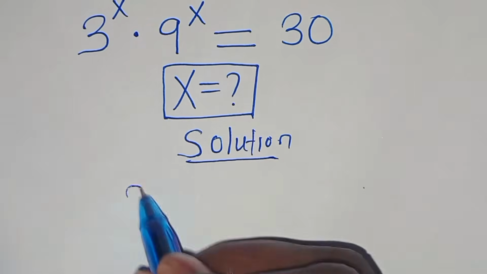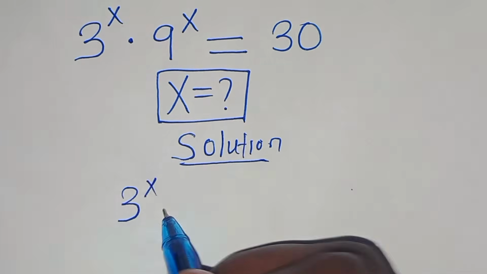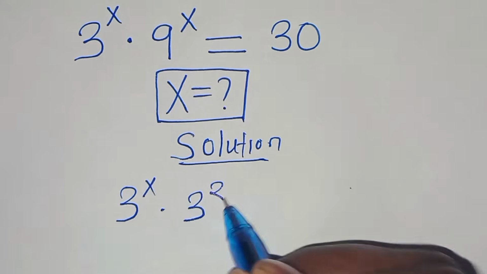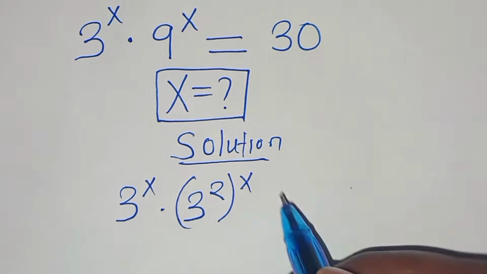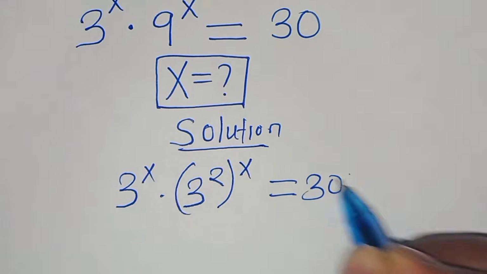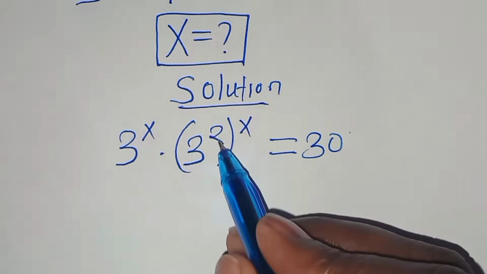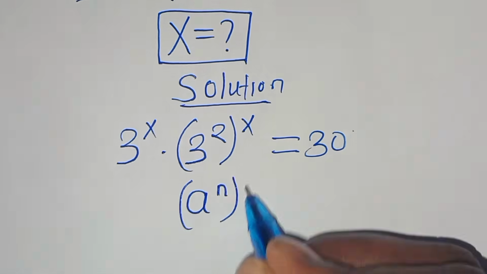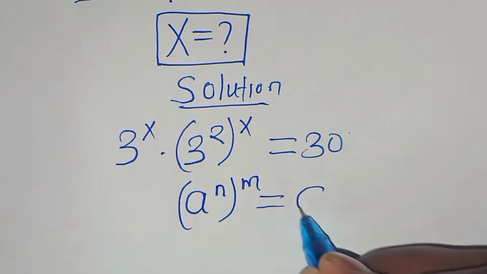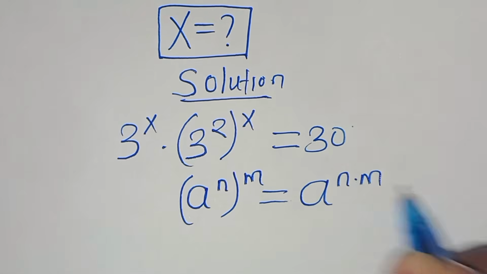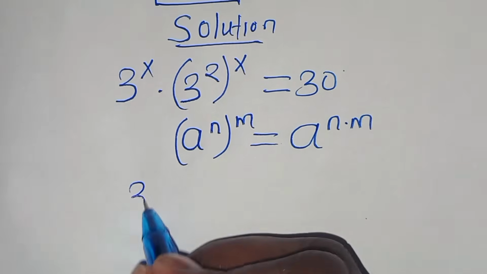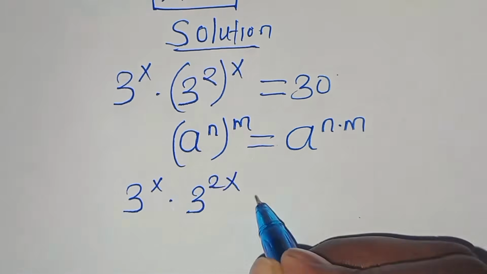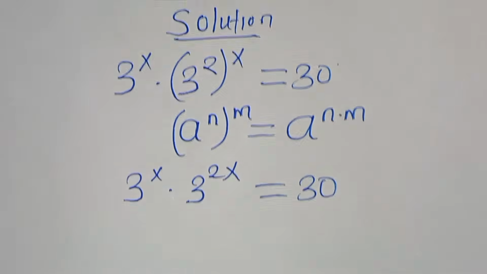We have 3 to the power of x multiplying by 9 to the power of x. We can express 9 as 3 to the power of 2, raised to the power of x. This is equal to 30. 3 to the power of 2 raised to the power of x is in the form of a to the power of n raised to the power of m, which we can express as a to the power of n multiplied by m. So we have 3 to the power of x multiplied by 3 to the power of 2x. This is equal to 30.